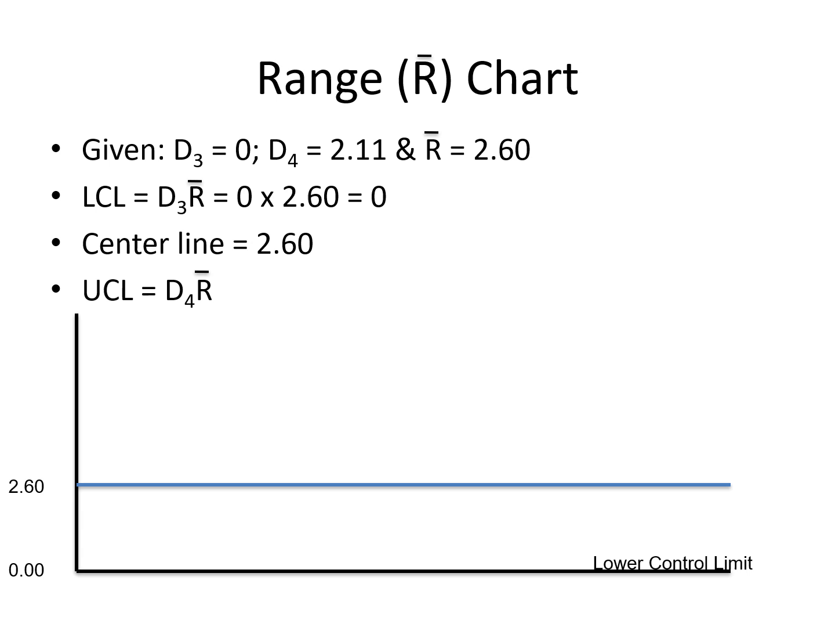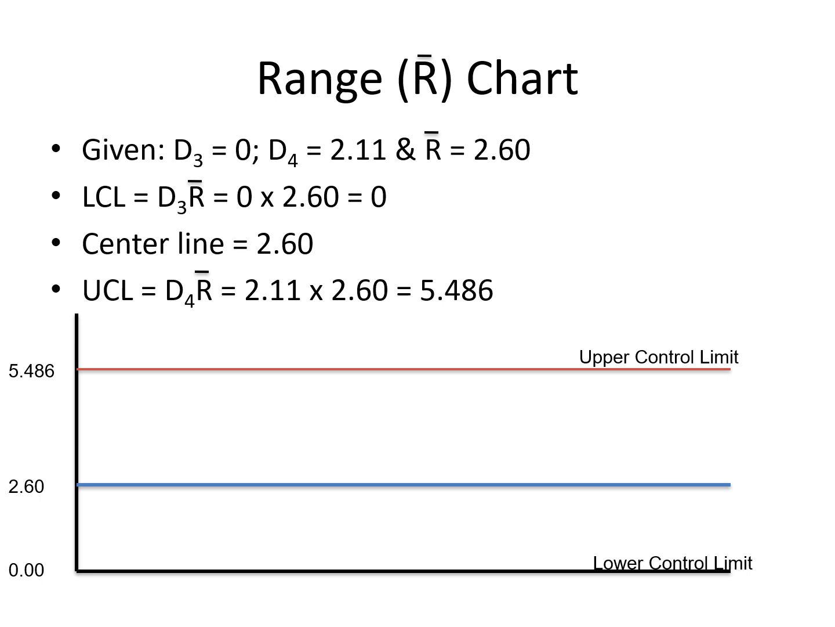Coming to the upper control limit, we have D4 into R bar, which would be 2.11 into 2.60, which comes to 5.486. So we draw the upper control limit. So this is how we chalk out or draw the range chart, or the R bar chart.